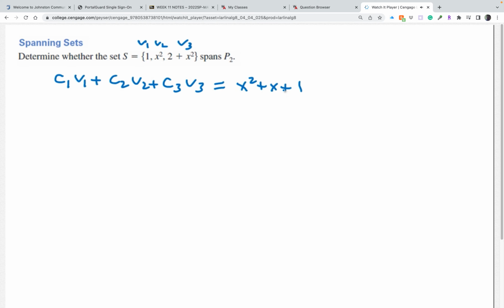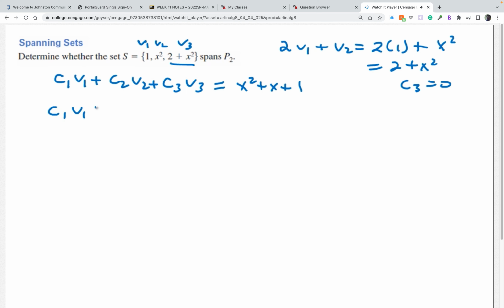And one thing we can also note is that the third vector is just a linear combination of the first two. If we take 2 times v sub 1 and add v sub 2, we'll get 2 times 1 plus x squared, giving us 2 plus x squared, telling us that the c sub 3 will be 0. We don't need to use that one because the 1 and the x squared can create that third vector. So we'll just have c sub 1 times v sub 1 plus c sub 2 times v sub 2 equal to x squared plus x plus 1.